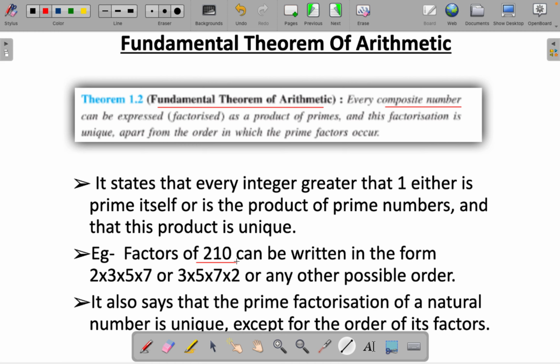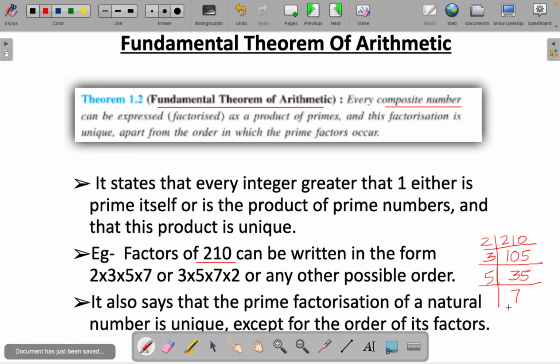Suppose I have to find the factors of 210. First of all, let me show you how to find the factors. 210 first gets divided by 2. So 2 ones are 2, 2 fives are 10. After that, it gets divided by 3. 3 threes are 9 and 3 fives are 15. After that, again, it gets divided by 5. 5 sevens are 35, and after that 7 ones are 7. So I can write the factors in the form of 2 into 3 into 5 into 7, all prime factors, right?